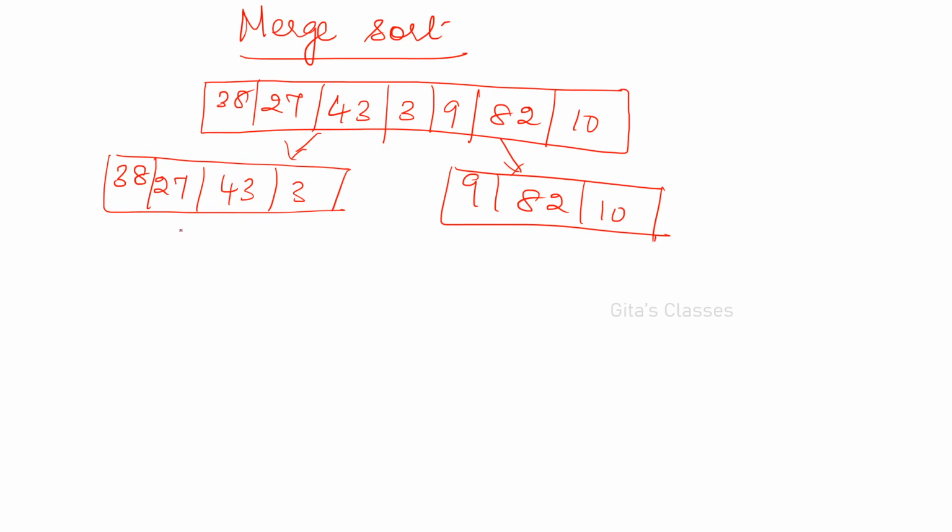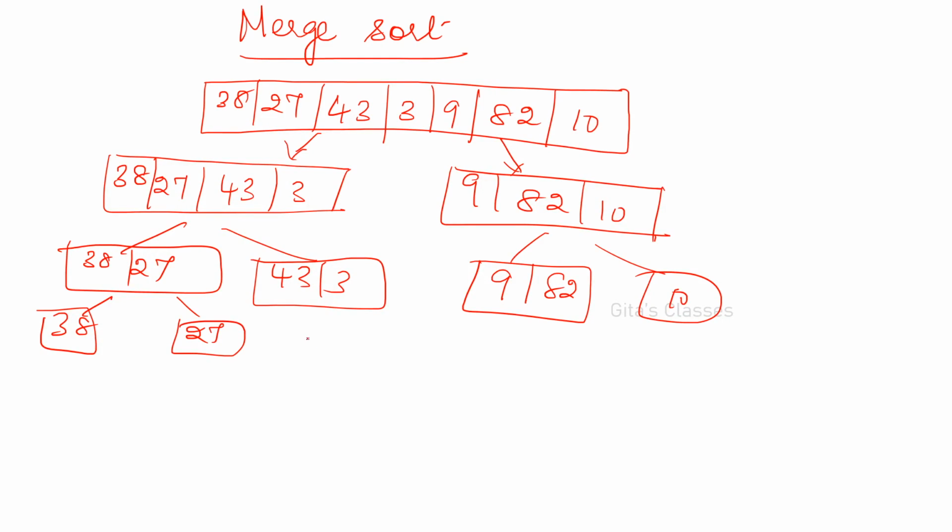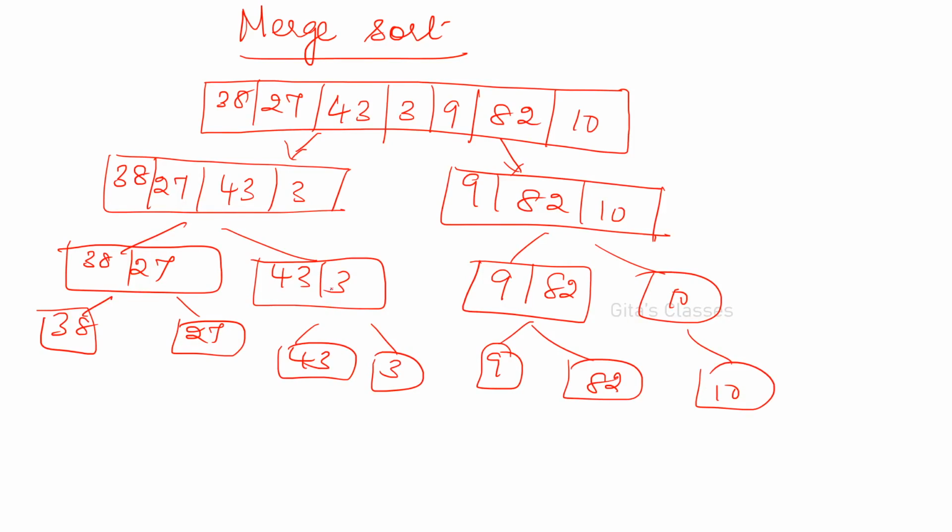Now again I cannot solve, so you divide it again into 2 equal parts, that is 38 and 27, then 43 and 3, till you get one element. So 9 and 82, then 10. Then again divide it into 2, that is 38, then 27, then 43, 3, then 9, 82, then 10. Now we have divided up to 1.